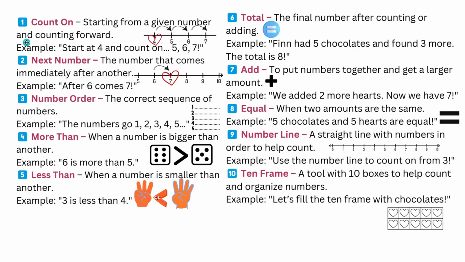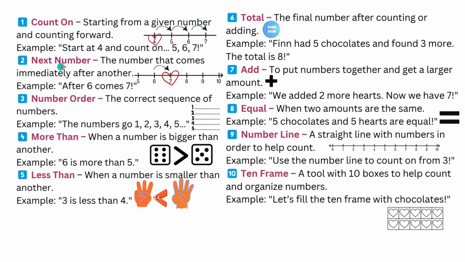We're going to go over some different terms or definitions today. Our first term is counting on. Counting on is when you're starting from a given number and you count forward. So if we were to start at 4, we would count on, and our next number would be 5, count on, and we go 6, then 7.